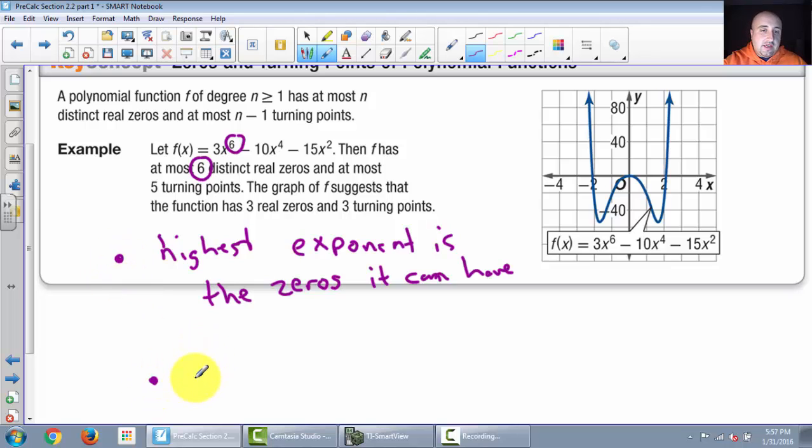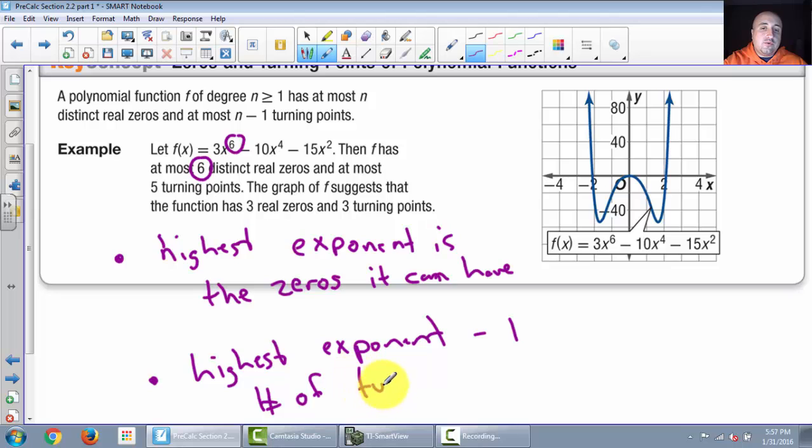All right. If you take the highest exponent and you subtract 1, that is the number of turning points. So if we take 6 and we minus 1, we get 5 maximum turning points. Now, does it have to have that many? No, but this is the most it can have.